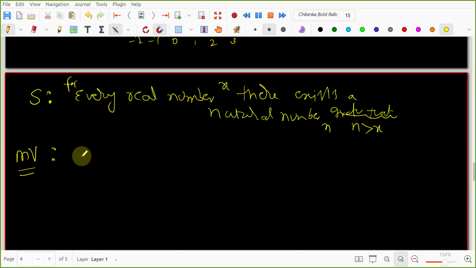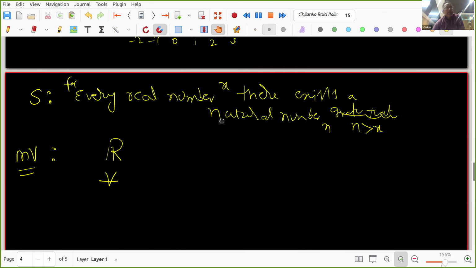The set of real numbers. Okay, I'll take the set as real numbers. What is the quantifier? So you are taking real numbers, right? Which real number are you taking? You look at the "for all" statement. Okay. What is the property? So this entire thing is a property. There exists a natural number n such that n is greater than x, right?